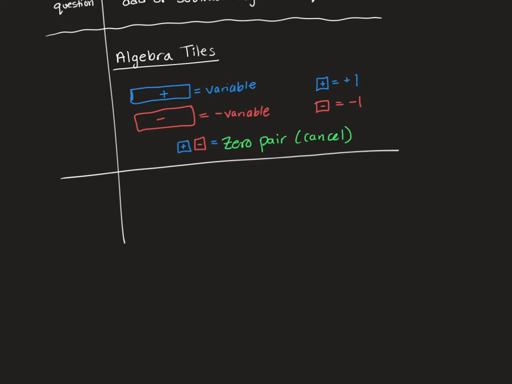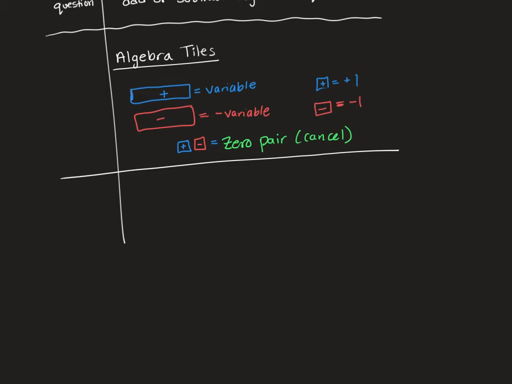Usually the long rectangular tile represents a variable, and if it's positive, if it has a plus sign inside, or if it's green or blue, that means it's positive. And if it's red, that represents a negative variable. And if you have this blue box, that means that it's a positive number, so plus 1. And if you have this negative box that I accidentally erased right now, that's a negative constant.